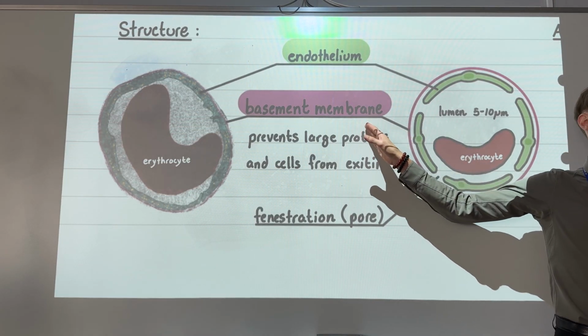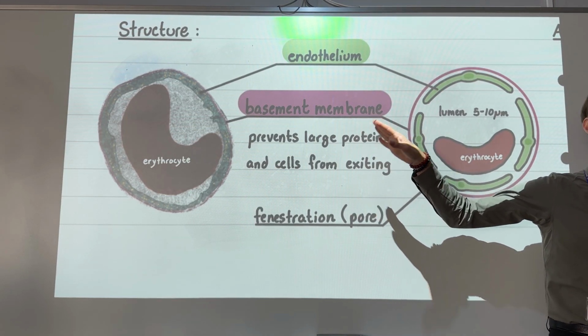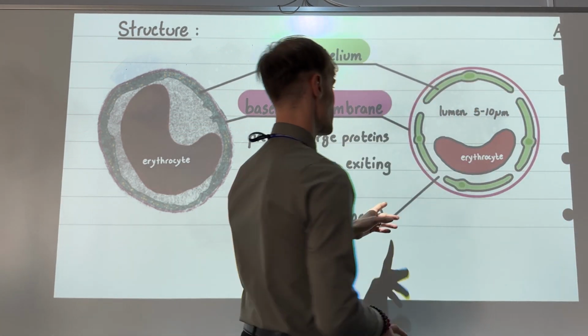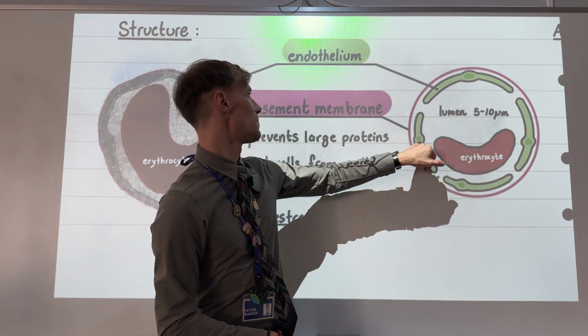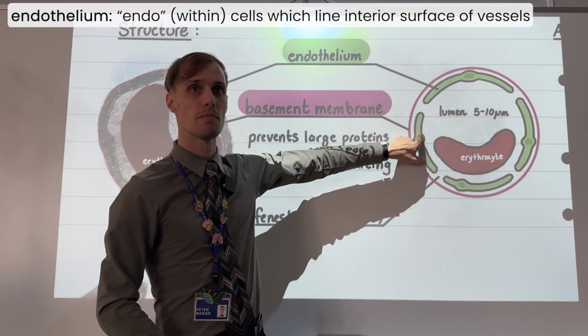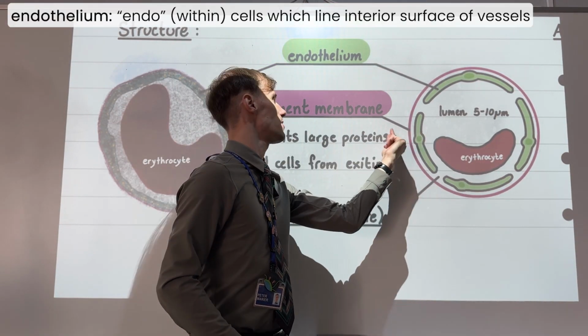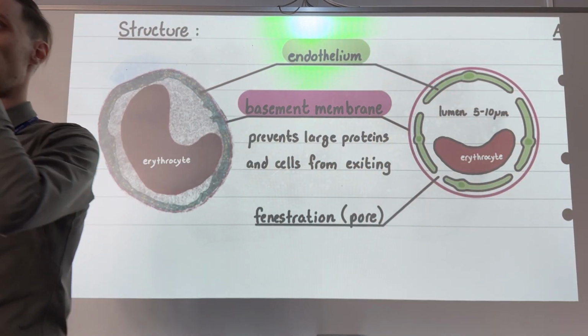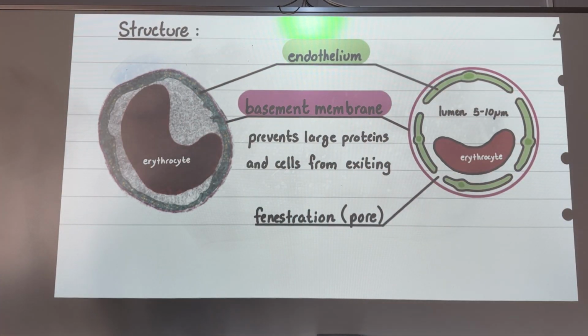Notice we've lost a lot of the layers. There's no tunica media. There's no tunica externa. In fact, there's only a single layer of cells called endothelium. And outside the endothelium is another barrier called the basement membrane. That's it. That's a capillary.